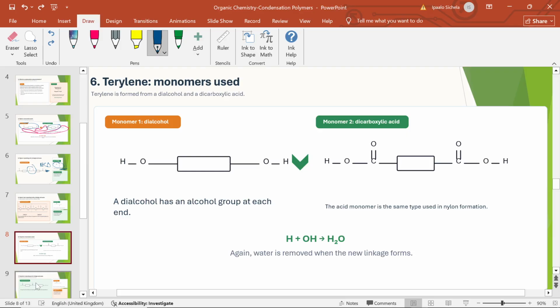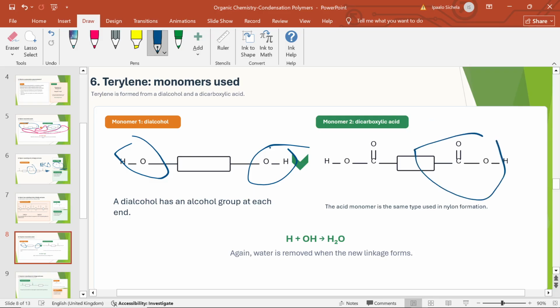Terylene has 2 monomers as well, just like nylon. Nylon has the monomers diamine and dicarboxylic acid, while terylene has the monomers dialcohol and dicarboxylic acid. If you want to remember the monomers of terylene, for example dialcohol, just ask yourself, what is the functional group of alcohols? It's OH. Di means 2, so you write 2 of them, and in between them you put a box. For dicarboxylic acid, again, ask yourself, what's the functional group for carboxylic acid? It's COOH. And di means 2, so you write 2.